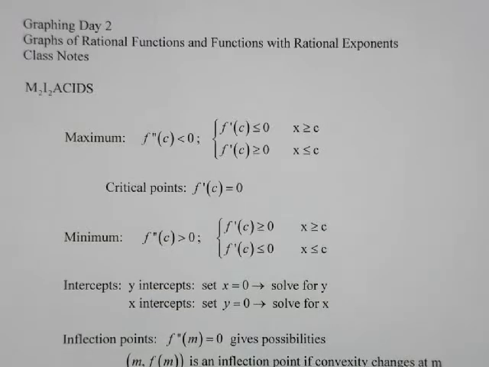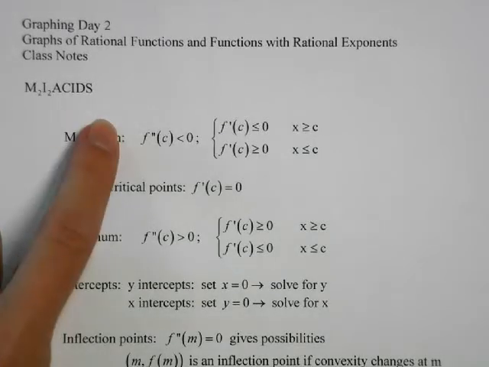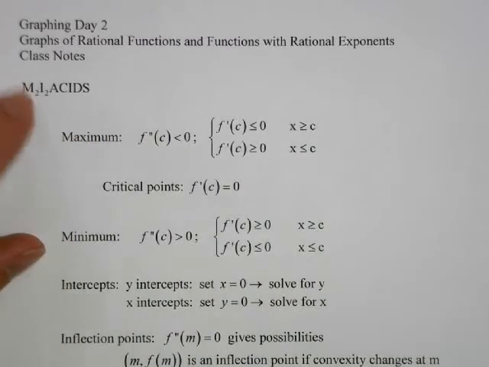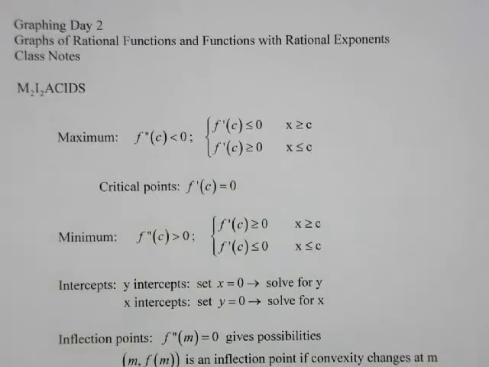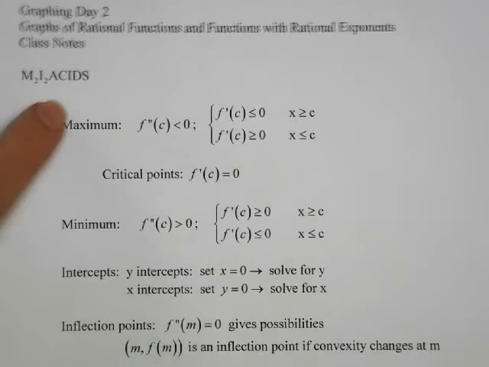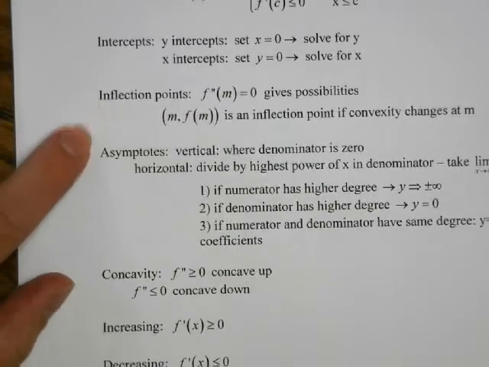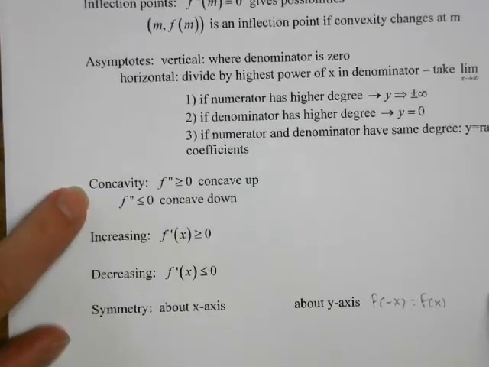Today we're going to be talking more about graphing, and again the relationship between the graph, the first derivative, and the second derivative, and all that information it tells us. So there's a funny little acronym. This is not something you have to have memorized. M2I2 acids, which stands for maximum, minimum, intercepts, inflection points, asymptotes, concavity, increasing, decreasing, and symmetry.